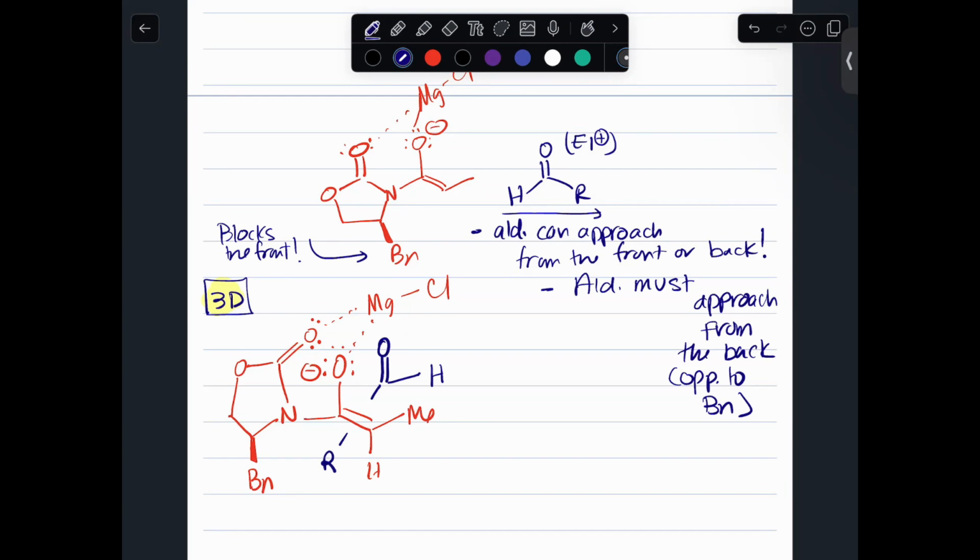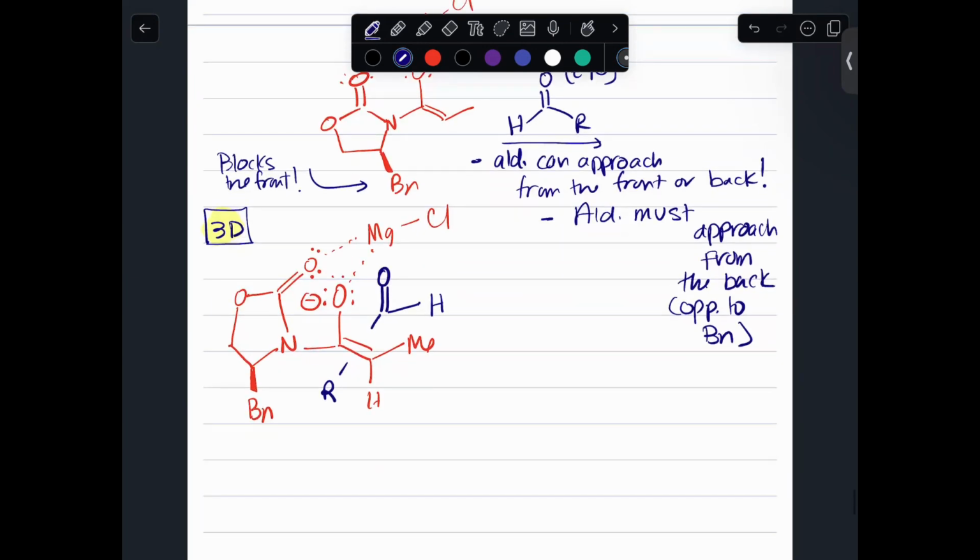Now, before I move on, please notice that I drew my hydrogen on my aldehyde facing the right. Okay. And I did that only because I've got a methyl group on there. If I would have added my R group on this side, my R group and my methyl group would have been crowding each other and hitting each other. And so sterically, it doesn't make sense to put your R group on the right. Okay. So my hydrogen is on the right.